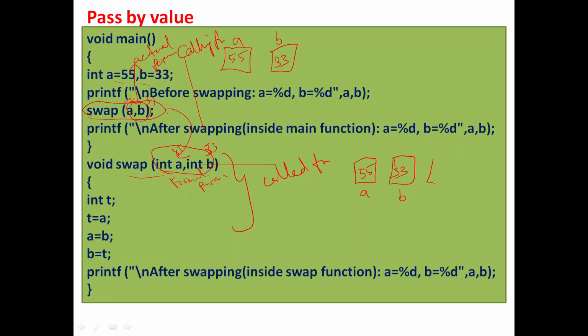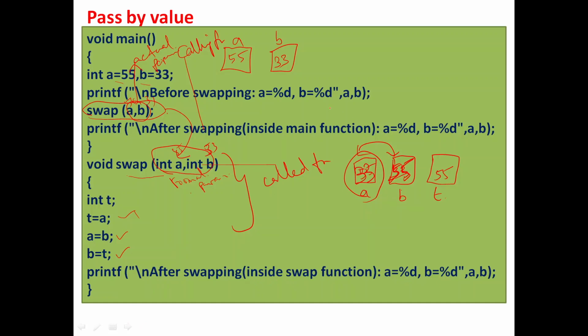We created another variable, t. In this step we stored the value of a in t, so the value in t is 55 now. In the second step the value of a becomes 33. In the third step the value of b becomes 55. So now the values are swapped. The value of a becomes 33 and the value of b becomes 55. After swapping inside the function, the values of a and b are 33 and 55.